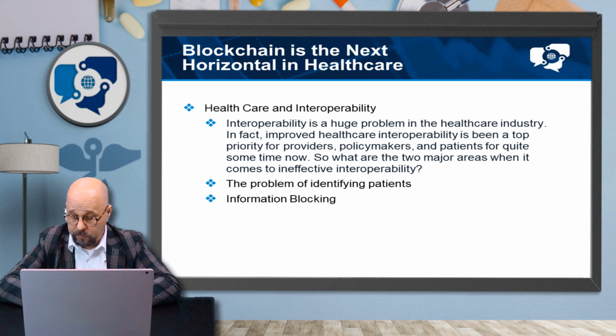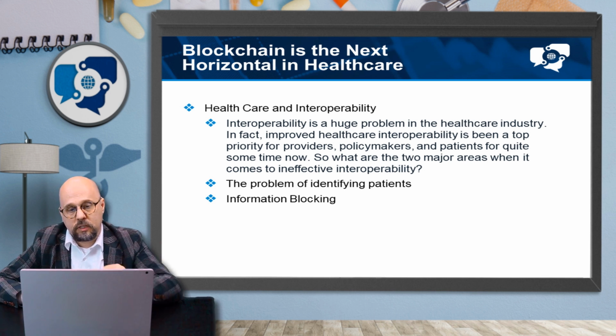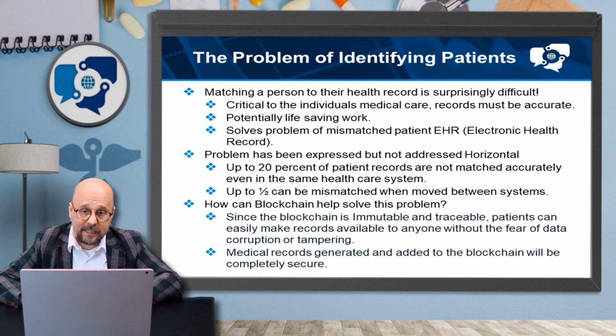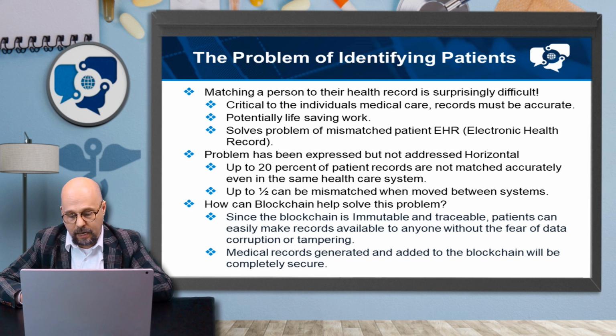So interoperability is going to be huge for us, and we're going to be taking a look at a project called FHIR from HL7 that is not necessarily a blockchain project, but is a project about standardization, and I think the standardization will help drive interoperability. Another big problem, as I mentioned, is information blocking. So let's go ahead and talk a little bit deeper about identifying patients and self-sovereign identity, and then we'll talk a little bit about information blocking.